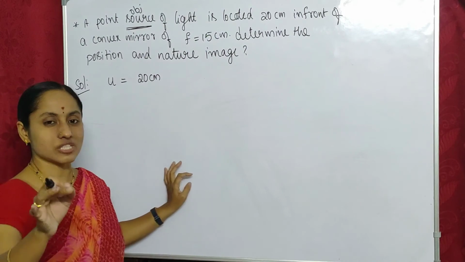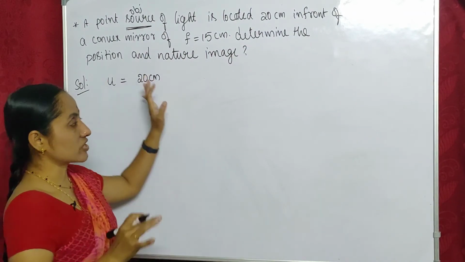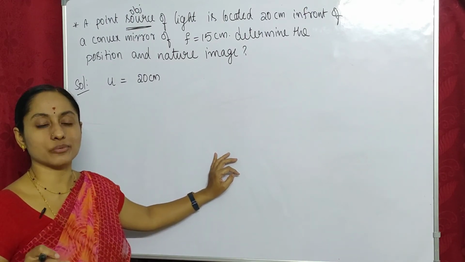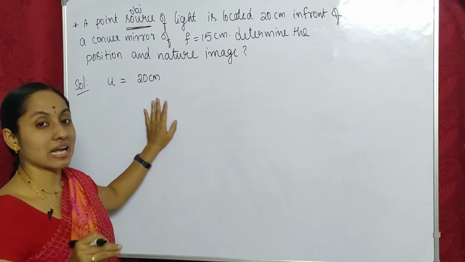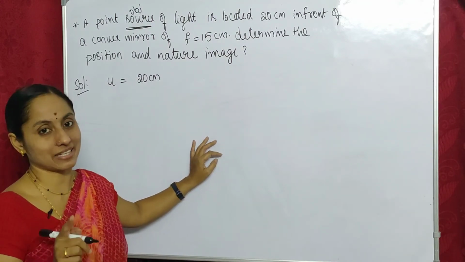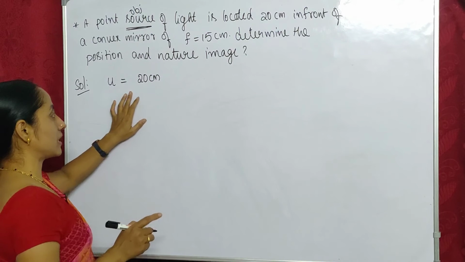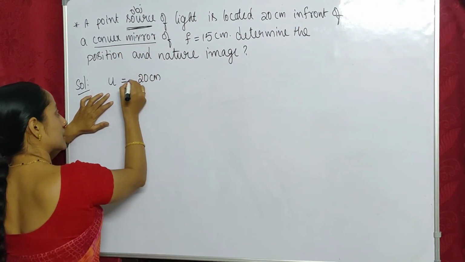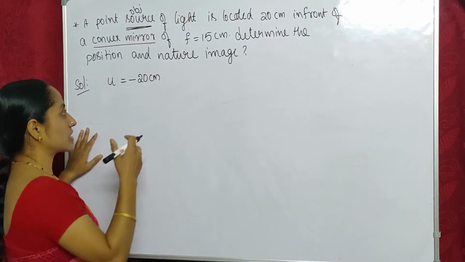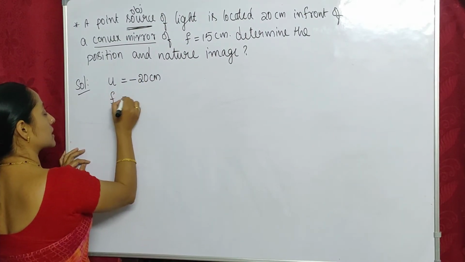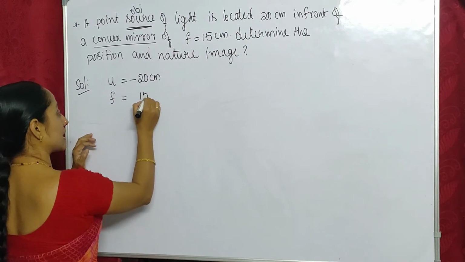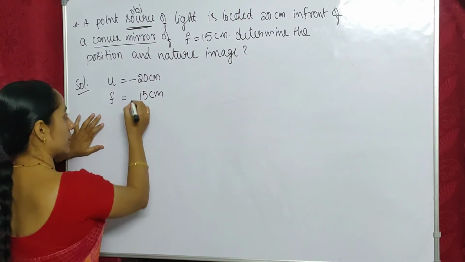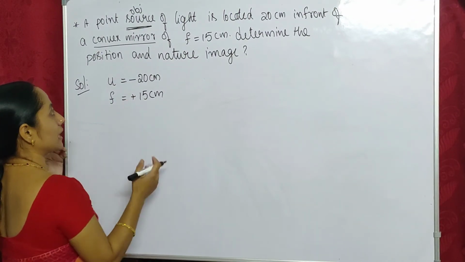Now comes the most important step. Sign is not given in the question. Sign conventions are never given in the question. When you are writing in your answer, you have to give the sign convention. So what did I say previously? All object distance, whether it is convex mirror or concave mirror, object distance is always negative. Next, what else is given? Focal length 15 centimeters. In case of convex mirror, focal length is positive. So positive.